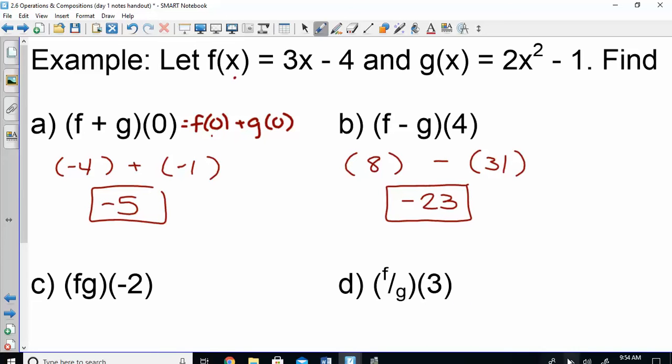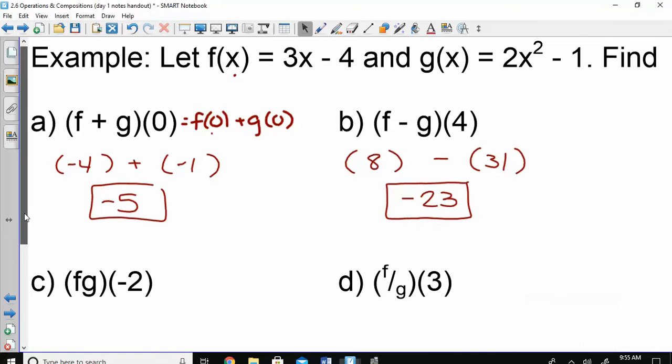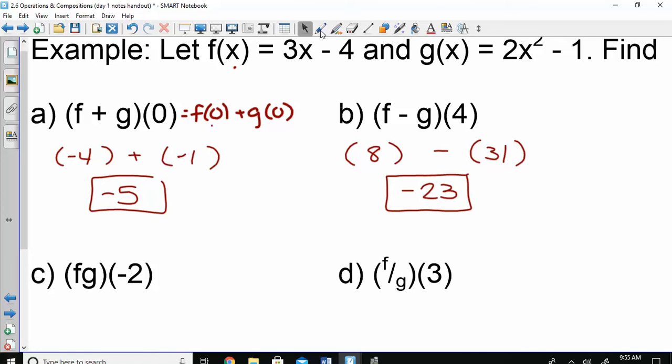Okay, you guys do C and D on your own. Grab a calculator if you need it. What did you get for C? If you plug negative 2 into f, negative 6 minus 4 is negative 10. Plug negative 2 into g, negative 2 squared is 4, times 2 is 8, minus 1 is 7, so negative 70. D, if you plug a 3 into f, 9 minus 4 is 5. Plug a 3 into g, 3 squared is 9, times 2 is 18, minus 1 is 17. So you get 5 over 17.